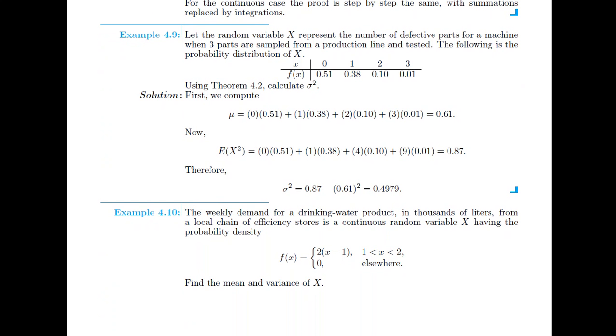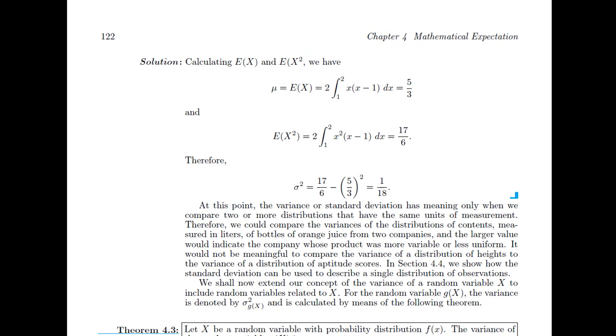Example: the weekly demand for a drinking water product, in thousands of liters, from a local chain of efficiency stores is a continuous random variable x having the probability density f of x equal 2 times (x minus 1) for x between 1 and 2, and 0 elsewhere. Find the mean and variance of x.